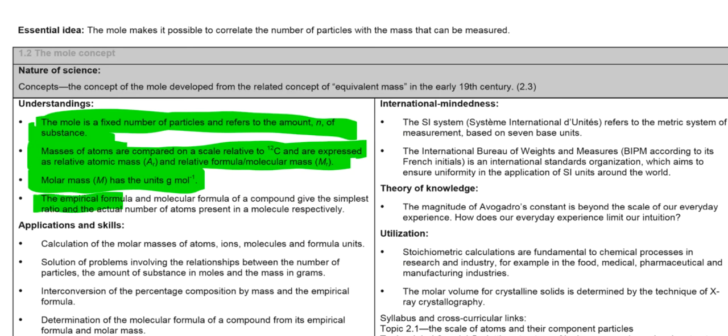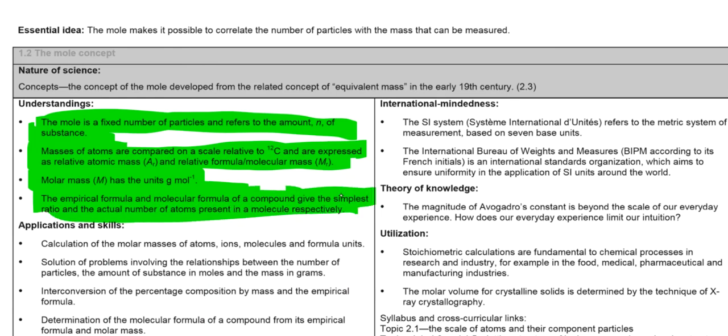Empirical formula and molecular formula. The empirical formula shows the lowest common ratio of atoms in a molecule, whereas the molecular formula shows the actual number. So for example, you could have this as the empirical formula, but the molecular formula could be this. The empirical formula is used to show ratios, whereas the representation of reality is the molecular formula.